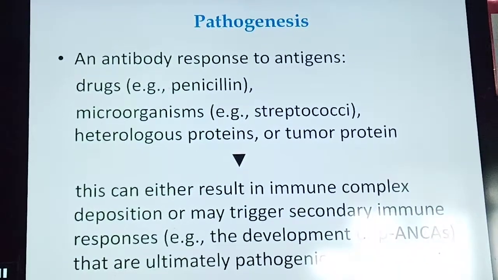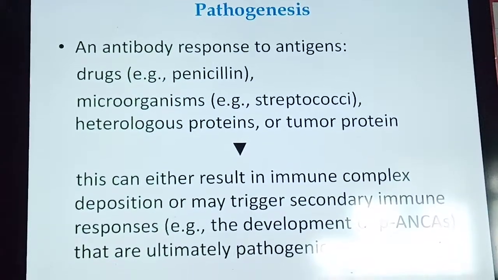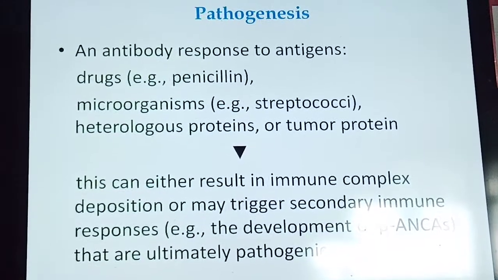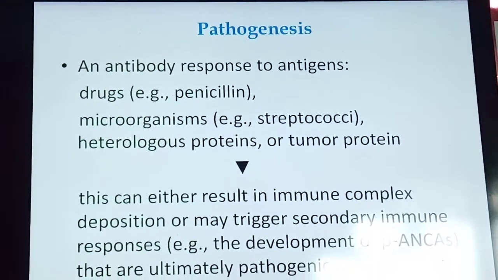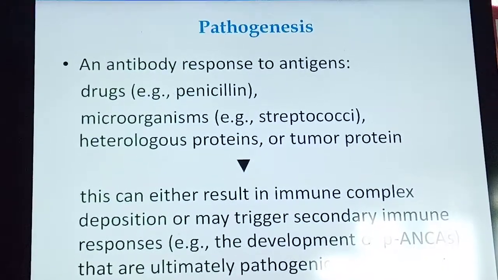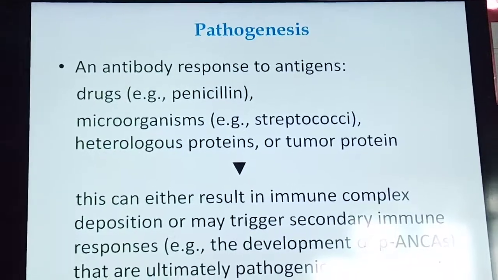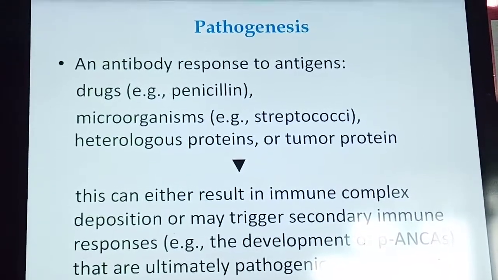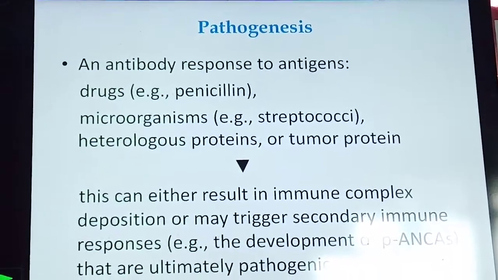In the pathogenesis, an antibody responds to an antigen like drugs, penicillin, microorganisms like streptococci, and heterologous proteins or tumor proteins. That may result in formation of immune complex deposition or may trigger a secondary immune response and development of ANCA that are ultimately pathogenic.